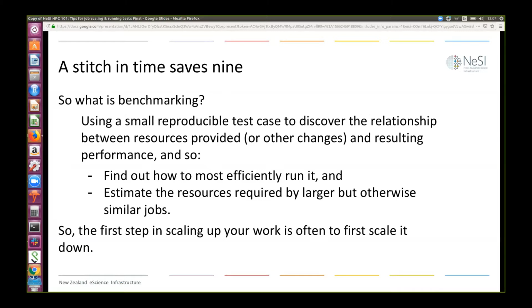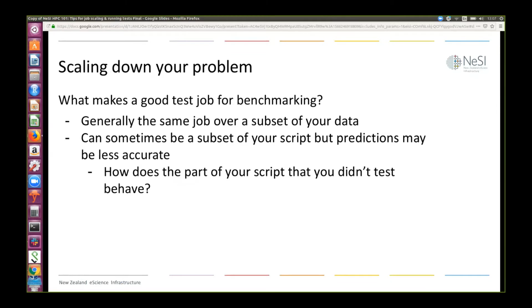Ideally, these jobs will be just a subset of the data you have. A lot of scientific software, a lot of scientific programs that you'll be running, you'll probably have a large data set. Hopefully, you'll be able to subset this data set to a much smaller size, a size that can be run in a much more reasonable amount of time. In which case that would be the ideal benchmark, or the ideal scaled down version of your job.